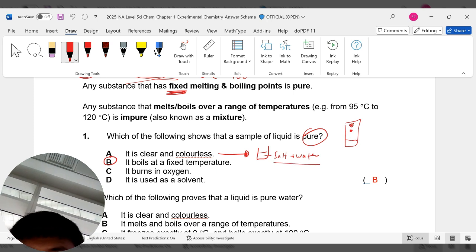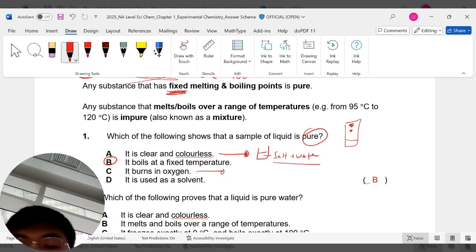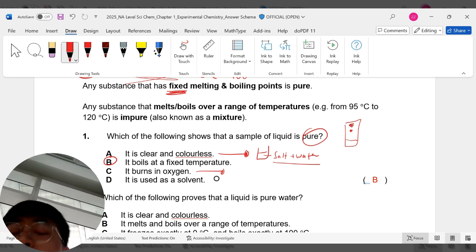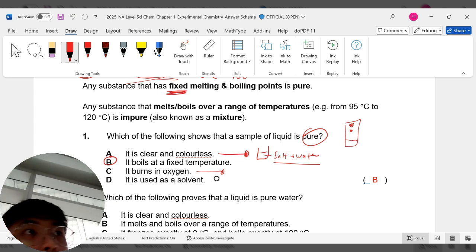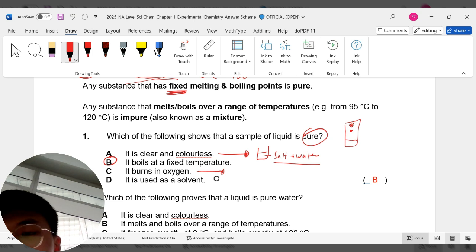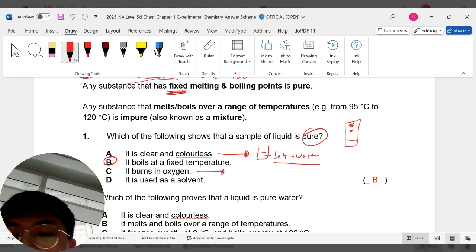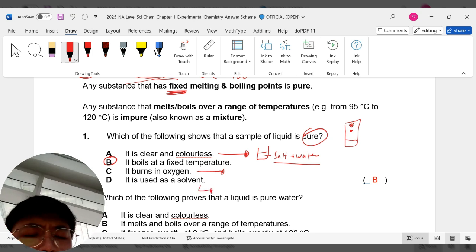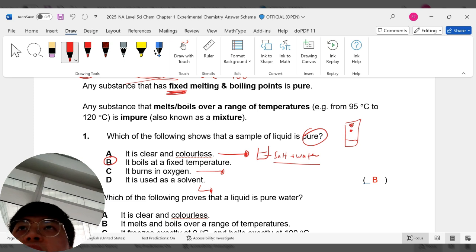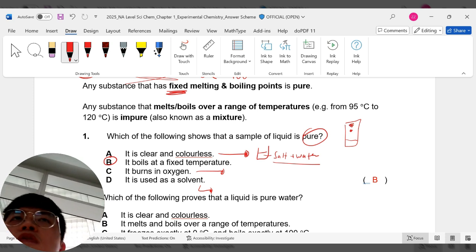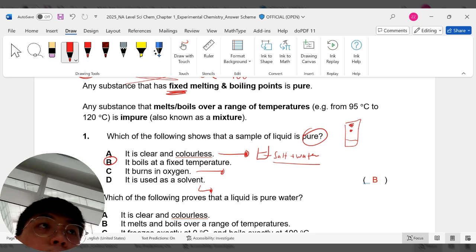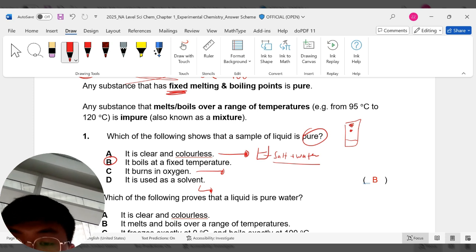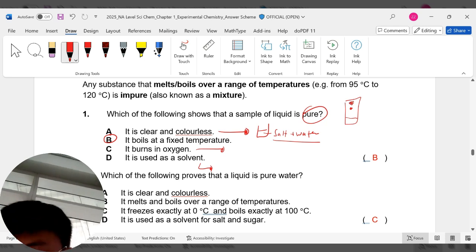It's a mixture. Burning in oxygen, actually anything can also burn in oxygen, right? You throw your friend into the fire, your friend also will burn, right? Or you throw your PLD or your school notes or anything into the fire, they also burn. So it doesn't tell you anything. And whether or not you can use something as a solvent also doesn't tell you about the purity. In fact, in real life, a lot of the solvents that we use, for example nail polish remover, are usually a mixture. So D is also not the answer.